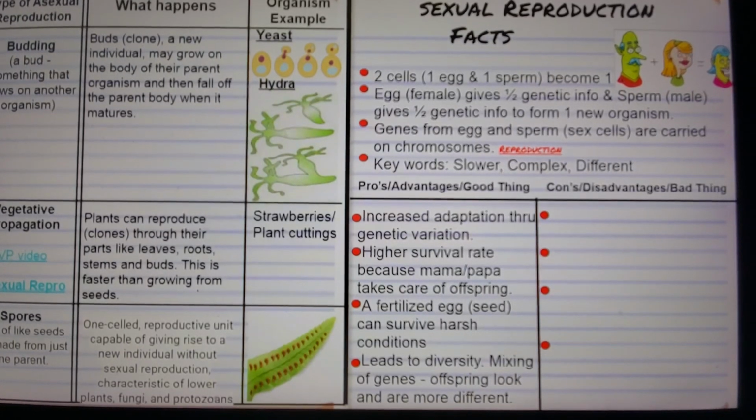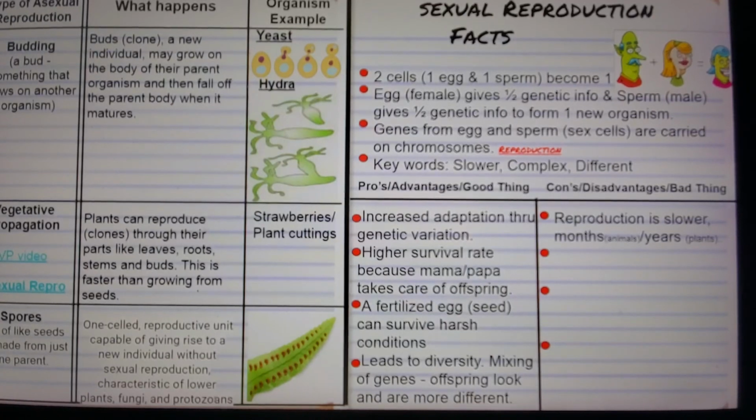But let's look at some of the cons, the disadvantages, of sexual reproduction. One is that it's much slower. It can take months, like in animals. They can be pregnant for weeks to months. In some plants, it takes years. The seed is made, and it may take years before that seed actually germinates and grows into an organism. So it is much slower than, think of bacteria, within a day, there's millions of them.